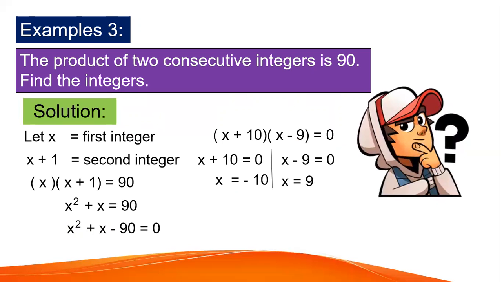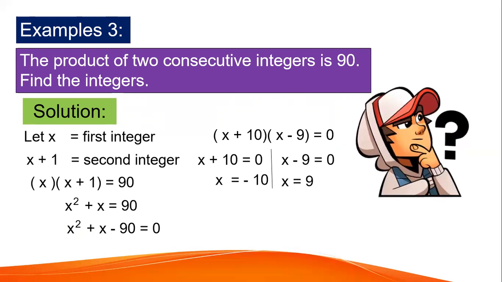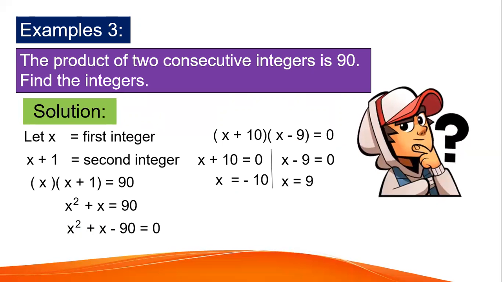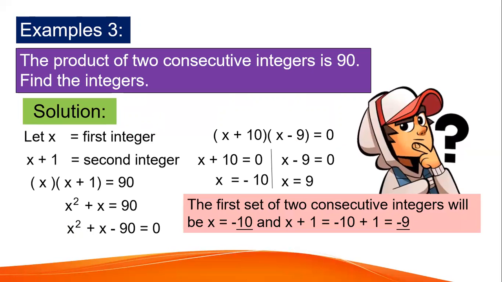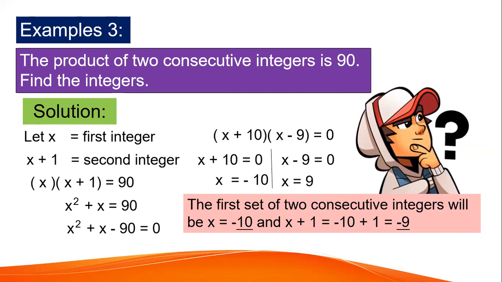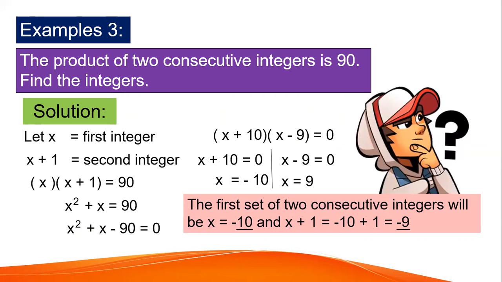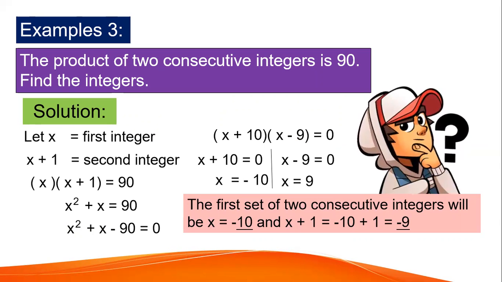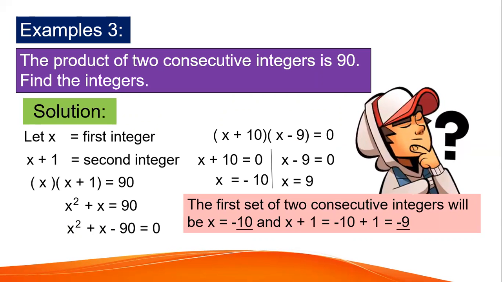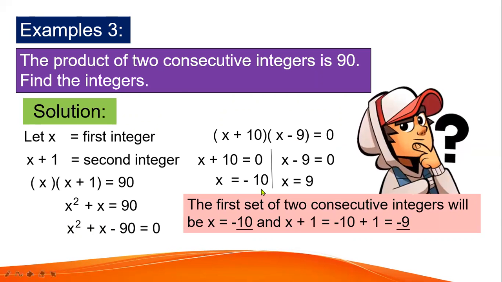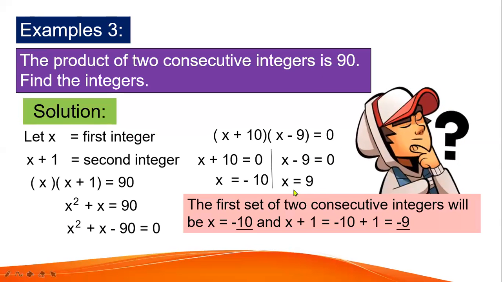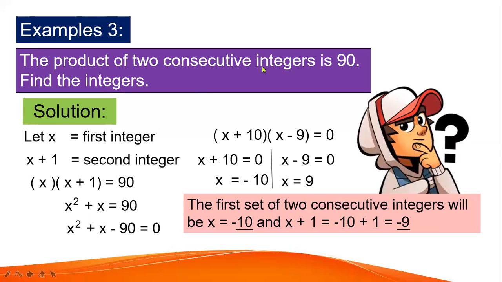Then transpose negative 9, it will become positive 9. So x equals positive 9. So therefore, the first set of two consecutive integers will be x equals negative 10 and x plus 1. So substitute negative 10 to x, change x to negative 10. It will become negative 10 plus 1, then equals negative 9.